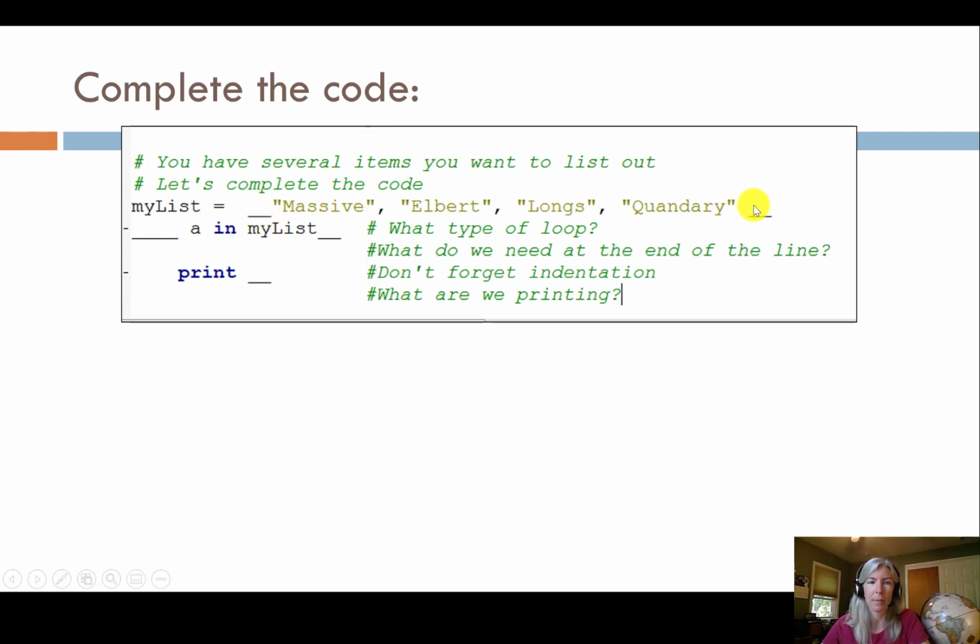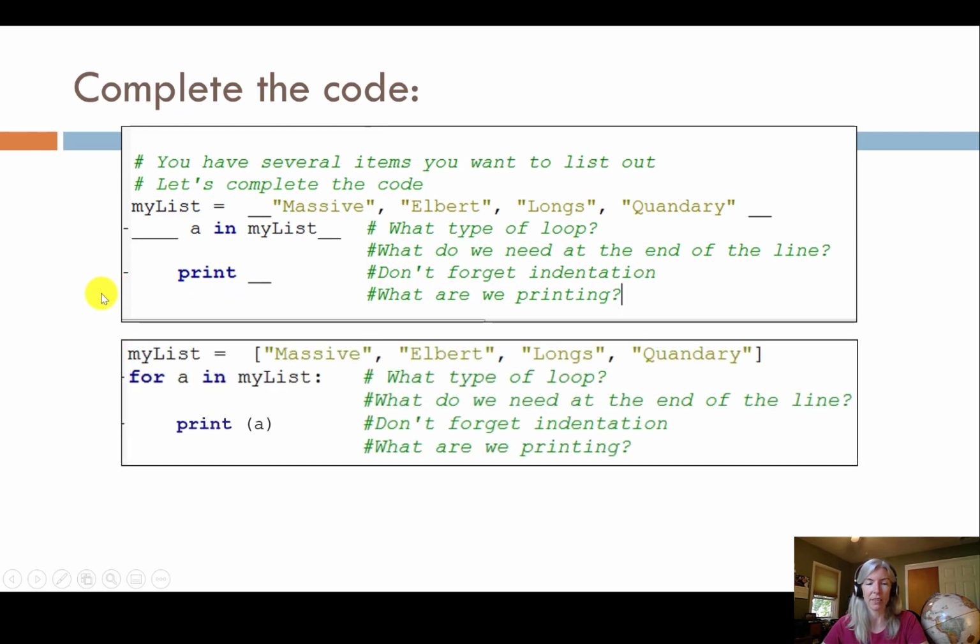Think about that. What type of loop would we run if we wanted to go through each item in the list and print out each one at a time? What would have to go at the end of the line where we start our loop? And then what would go in here? What is it that we're trying to print? So think about that for a second. Look it up if you need to.